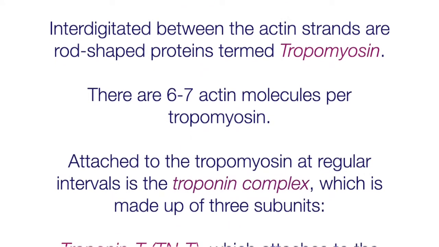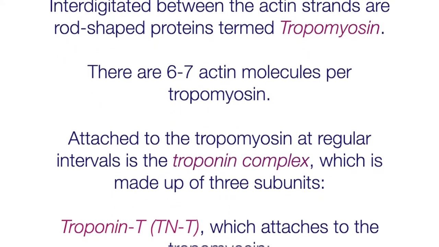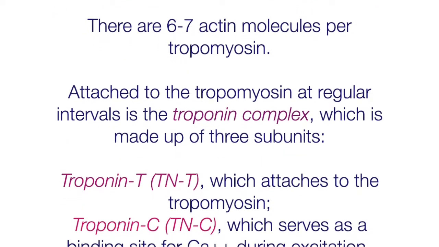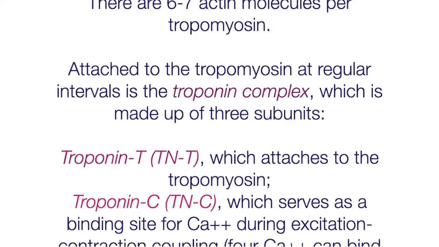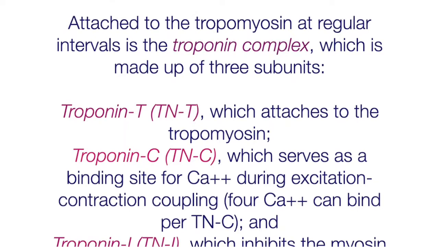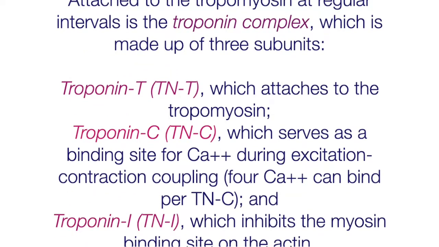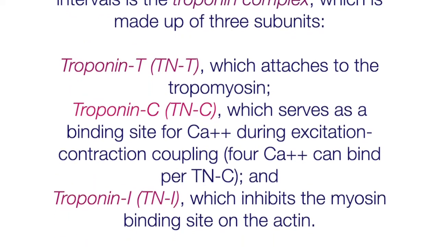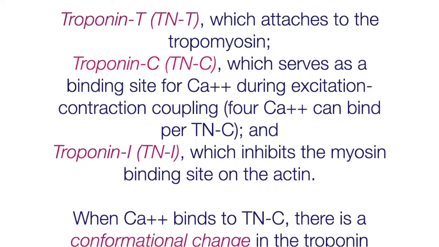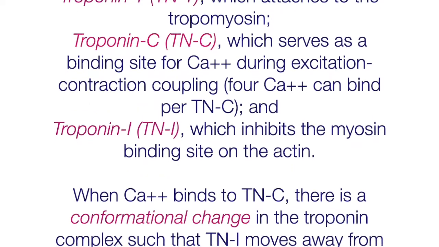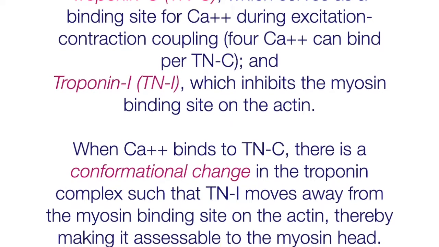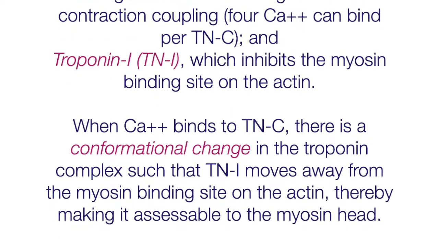Attached to the tropomyosin at regular intervals is the troponin complex, which is made up of three subunits: troponin T, TNT, which attaches to the tropomyosin; troponin C, that is TNC, which serves as a binding site for calcium during excitation contraction coupling. 4 calcium ions can bind per TNC; and troponin I, TNI, which inhibits the myosin binding site on the actin.